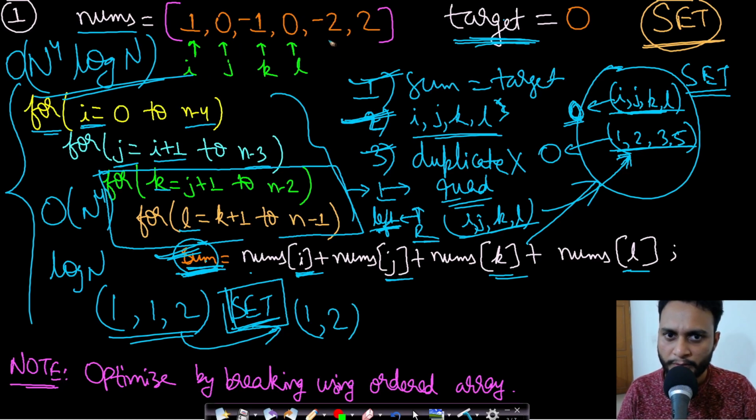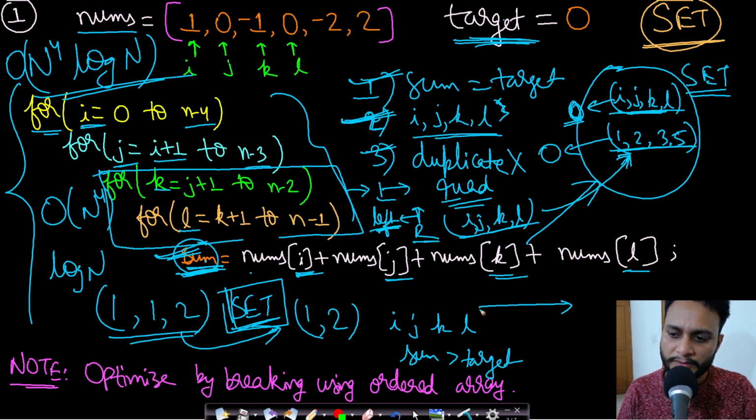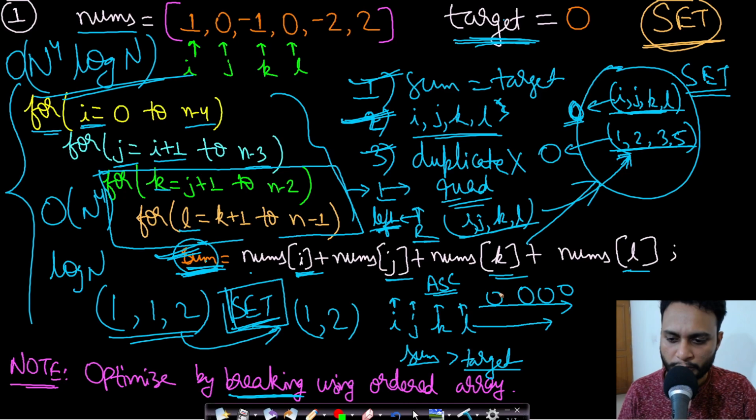So why is order important? In the first approach as well, if we had ordered it, and we already know that a certain combination i, j, k, l produces a sum which is greater than target, then there is no point in exploring the rest of the elements. Because if we have ordered it in ascending order and we are pointing i, j, k, l to certain points, then it is useless to move l forward, because the sum is already greater than target. In that case, we can just break out of the loop and move on to the next combination.